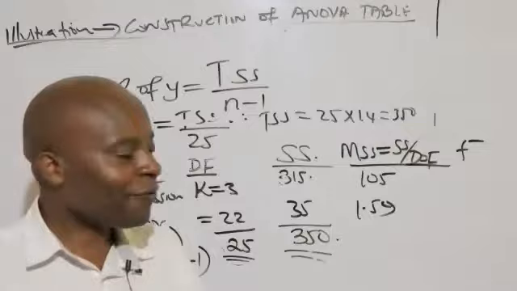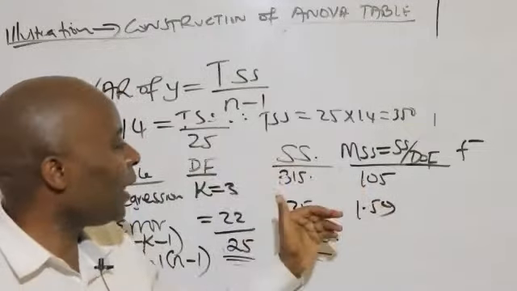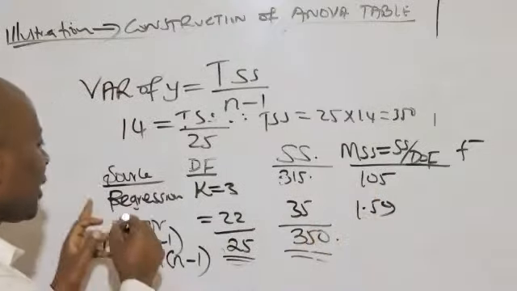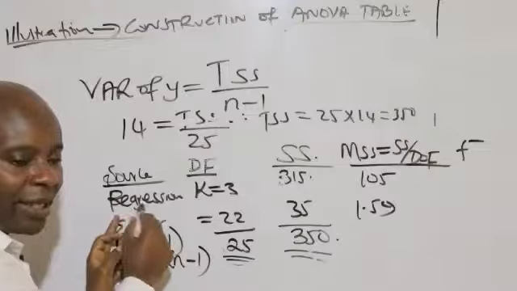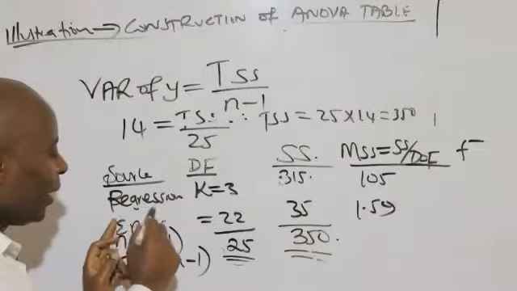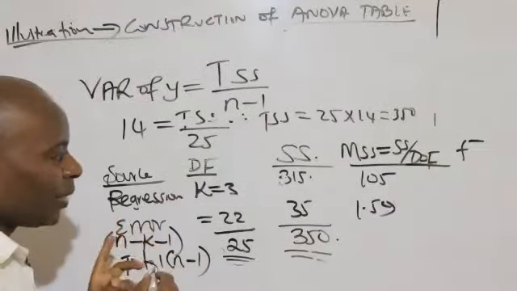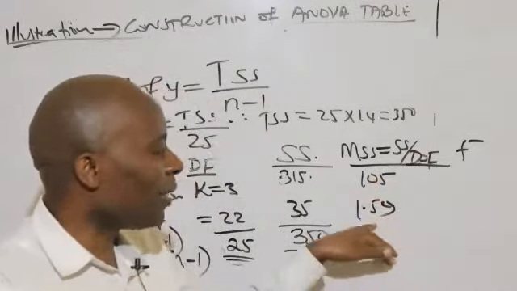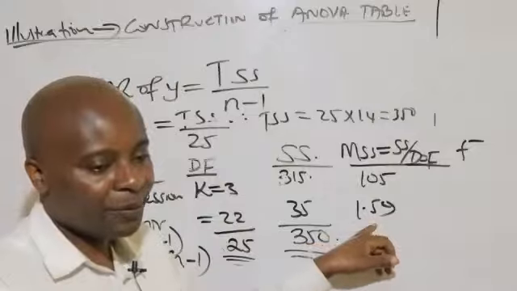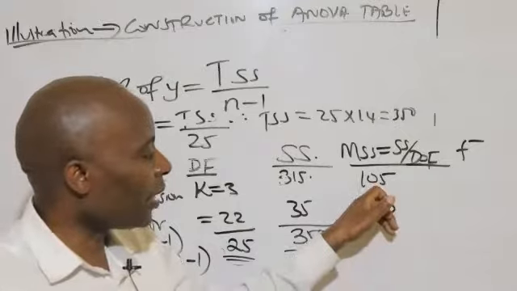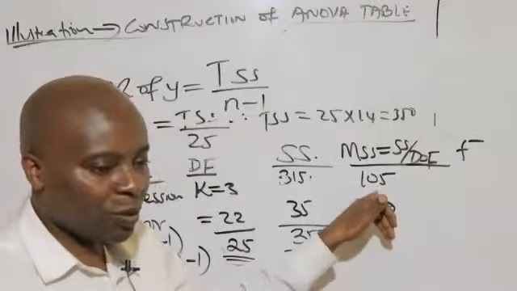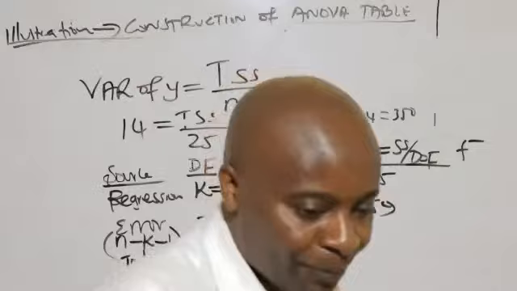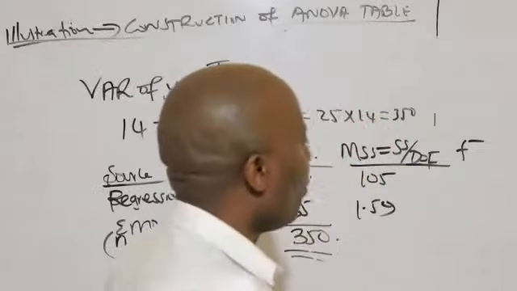So remember, F is the explained MSS. The regression is the same as explained, and then error is the same as unexplained. So for F, we take the explained MSS divided by the unexplained MSS. So it's 105 divided by 1.59, which will give us what figure? 66.04, or 66 like that.